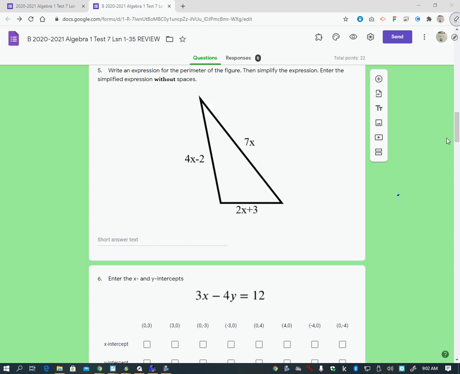Okay, number 5, write an expression for the perimeter of the figure, then simplify the expression. Enter the simplified expression without spaces. Okay, what is perimeter? All the sides added up. Okay, tell me how to write this. How do I begin the math?